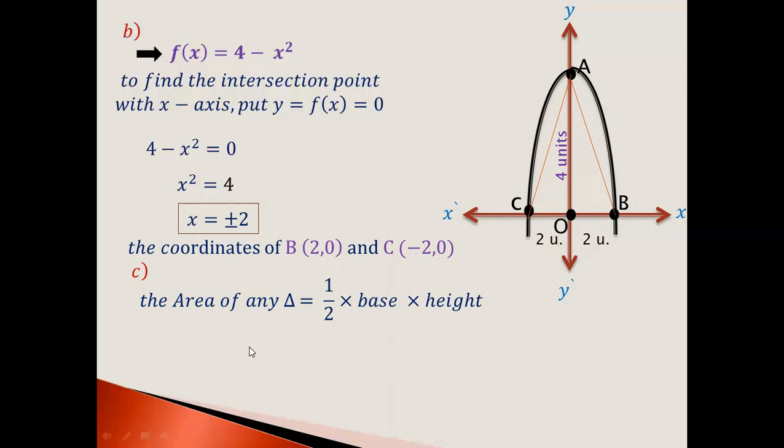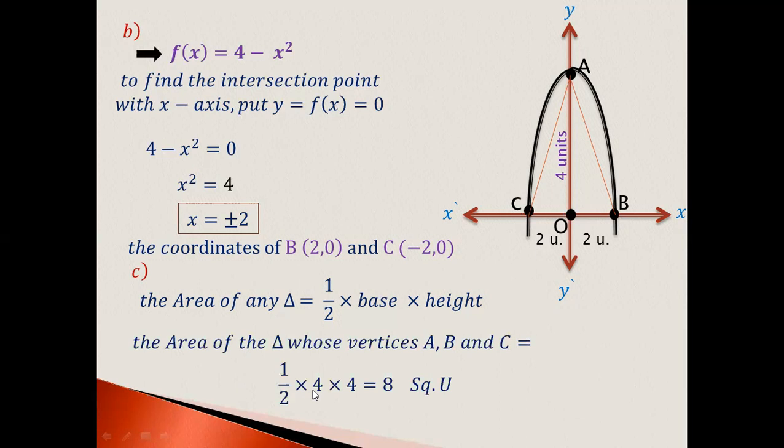And now we can find the area of that triangle whose vertices are a, b and c. We know that the area of any triangle equals half times base times height. The height is 4 units, and the base here is 2 plus 2. The full distance here is 4, so the base is 4. That means the area is going to be half times 4 times 4 equals 8 square units. And this is the area of the triangle whose vertices are A, B and C.